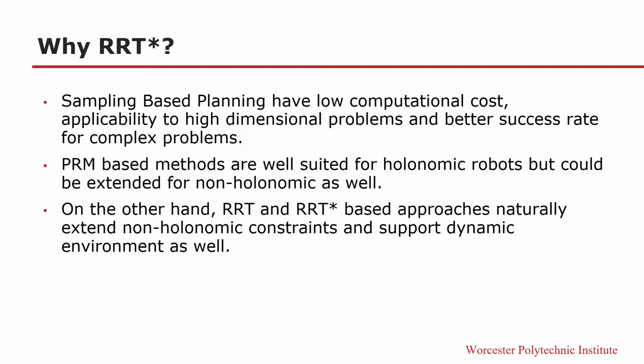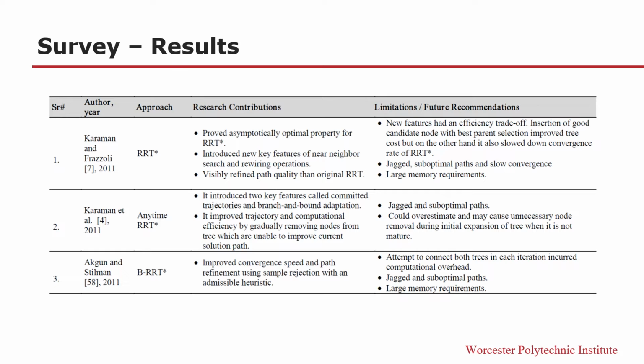PRM-based methods are widely used in highly structured environments and for holonomic robots. RRT and RRT star-based approaches are well suited for non-holonomic constraints and for dynamic environments as well. The survey results are as follows. RRT star, shown in the first column, is the vanilla algorithm, but it has various limitations like slow convergence, suboptimal path, and large memory requirements.